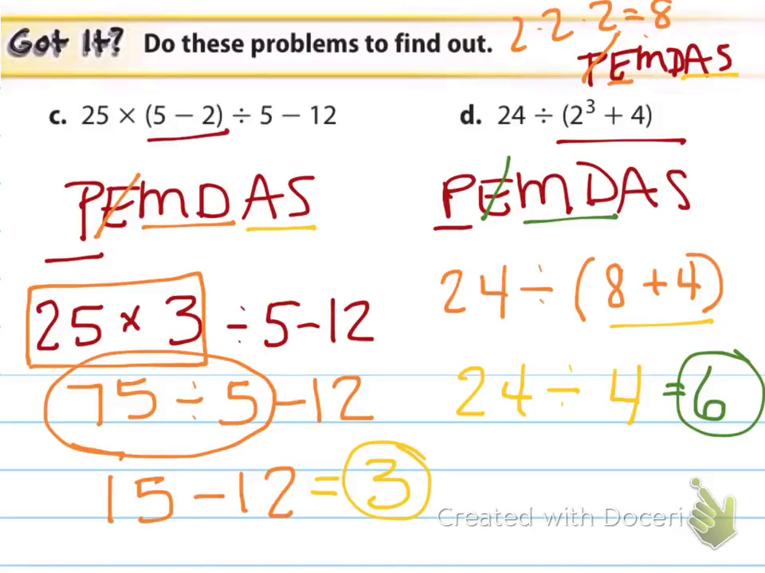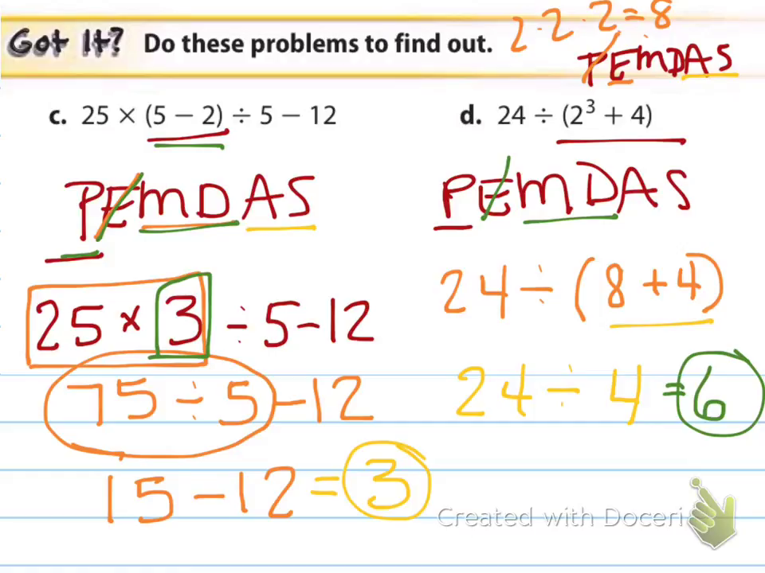All right, go ahead and, if you need to, pause the video now and check to see what my steps were. For the first one, I did my parentheses, which was my 5 minus 2, so I got my 3 here. Then I dropped everything down. It was 25 times 3 divided by 5 minus 12. Then I moved on to exponents, and I didn't have any, so I crossed that out.